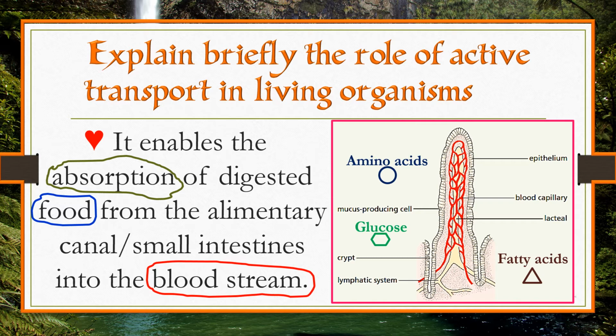So some of these substances can be absorbed against the concentration gradient. The amino acids will be absorbed into the blood capillary from the alimentary canal, and the glucose will also be absorbed into the blood capillary from the small intestine. Then we have the fatty acids. These ones are going to be absorbed into the lacteal, still from the small intestine.